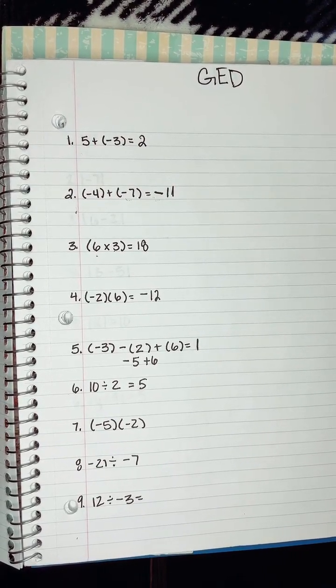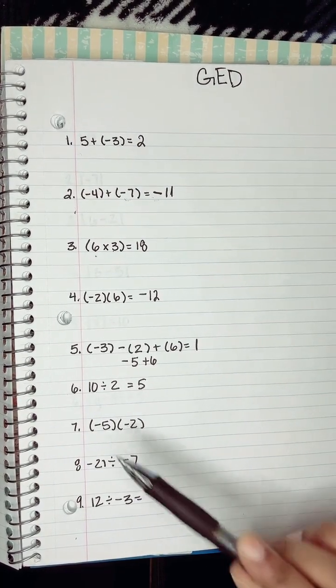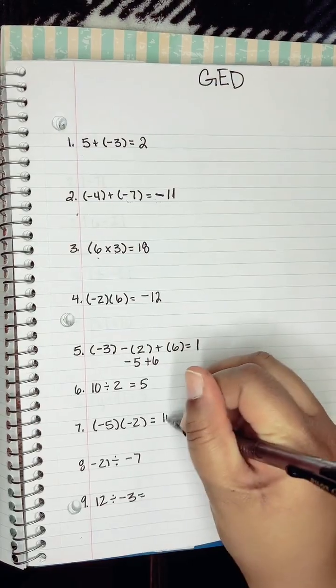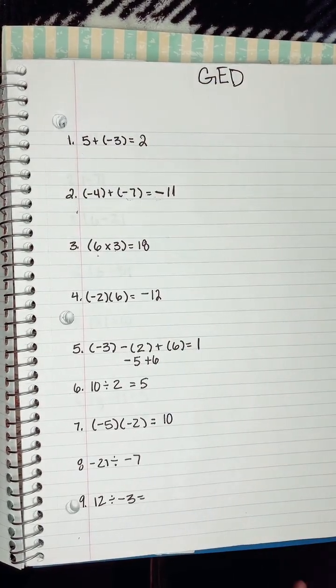Beautiful. Good. Remember here, a negative times a negative is always a positive. So it is going to be a positive 10 there.